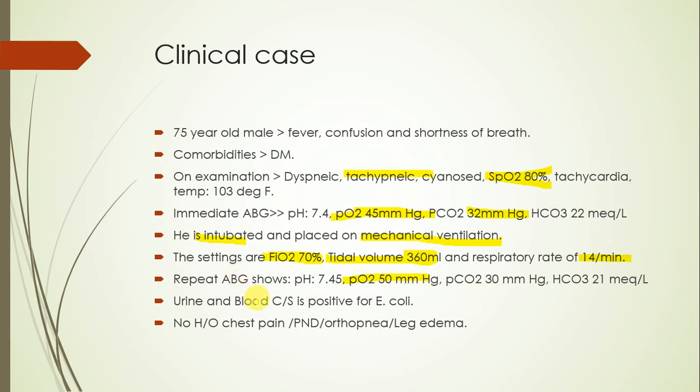The patient also has a fever, so we have done some cultures from urine and blood. The blood culture is positive for E. coli, so the patient actually had sepsis. The patient did not give any history of chest pain, paroxysmal nocturnal dyspnea, orthopnea, or leg edema. We are taking this history to exclude any cardiac abnormalities.